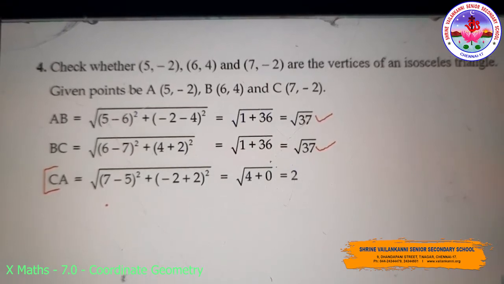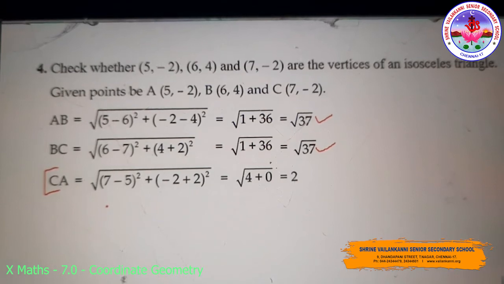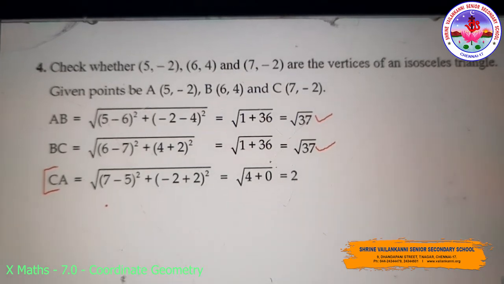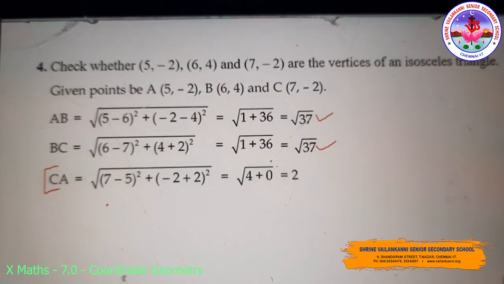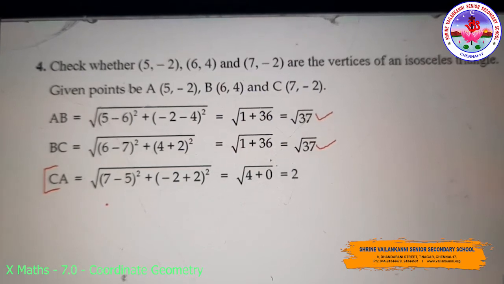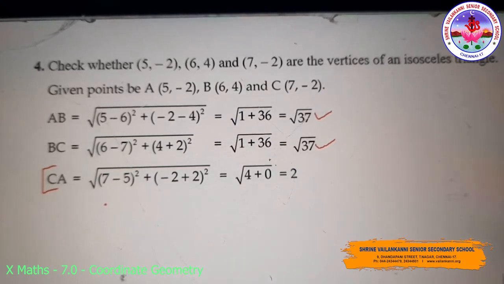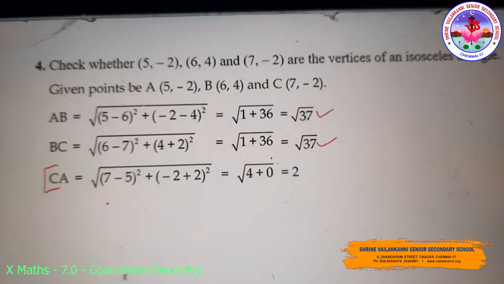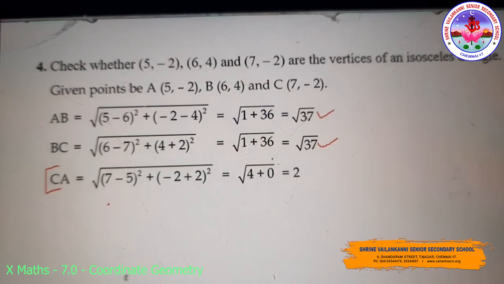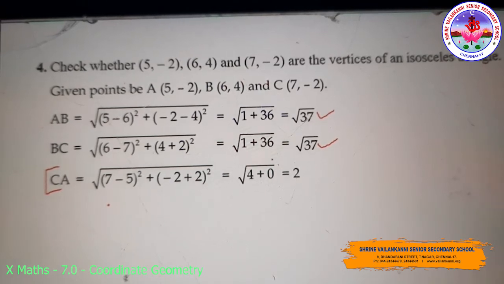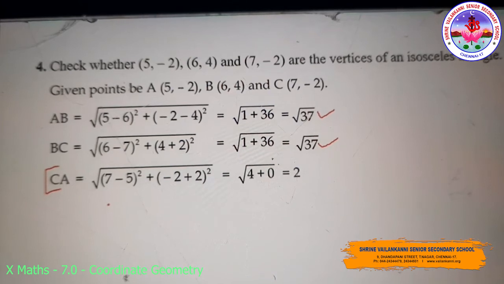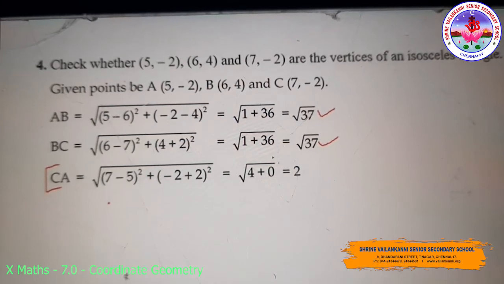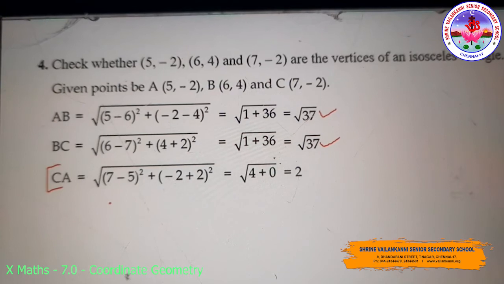So here we have used the distance formula as square root of x1 minus x2 the whole squared plus y1 minus y2 the whole squared. So we get square root of 5 minus 6 the whole squared plus minus 2 minus 4 the whole squared, which is equal to square root of 1 squared plus 6 squared. So which is equal to square root of 1 plus 36, which is equal to square root of 37.